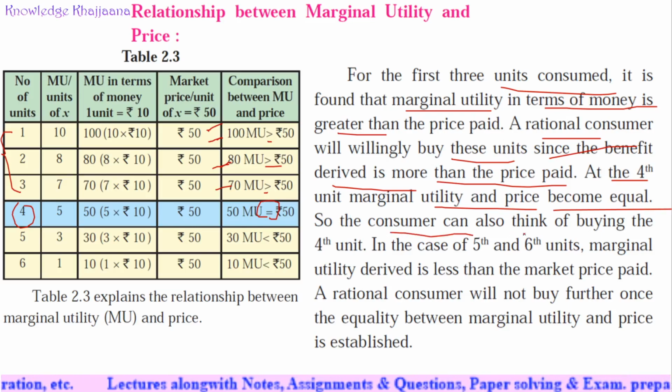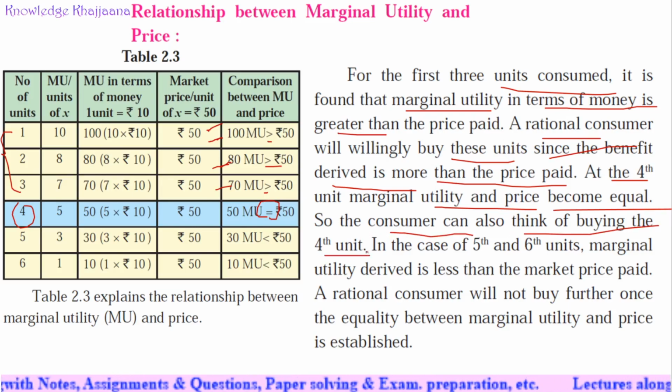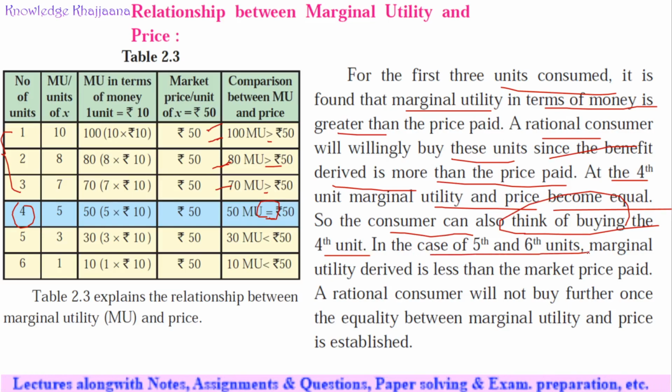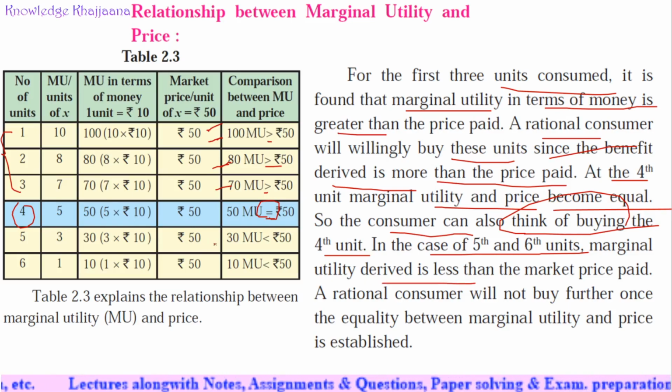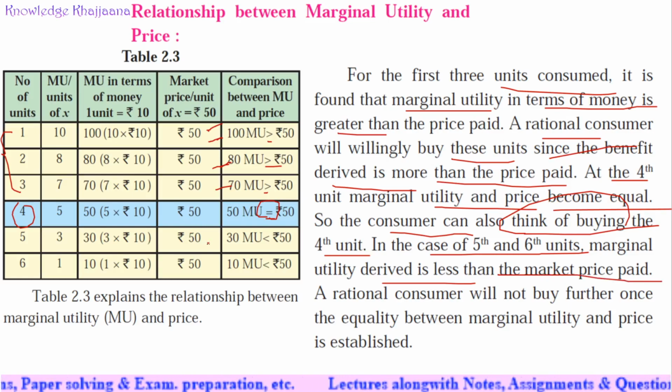So the consumer can also think of buying the 4th unit. He will think, should I buy one more, because I am not getting more satisfaction over here. My satisfaction has been reached at the 100% level. In the case of the 5th and 6th units, if he still continues to buy, the marginal utility derived is less than the market price. What is the market price? 50. So the marginal utility derived is lesser than the market price.